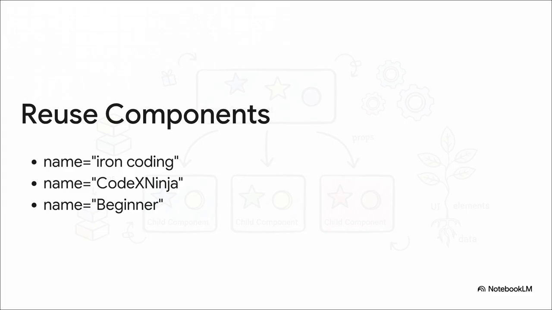We can write that exact same welcome component tag 3 times in a row in our app, but just swap out the key values. So we pass iron coding, then we pass Codex Ninja, then maybe we pass beginner. We only ever wrote the underlying welcome code once, but we can reuse it infinitely just by feeding it different props. You literally go from repeating yourself endlessly to having this highly scalable, totally dynamic system. It's a real game changer.